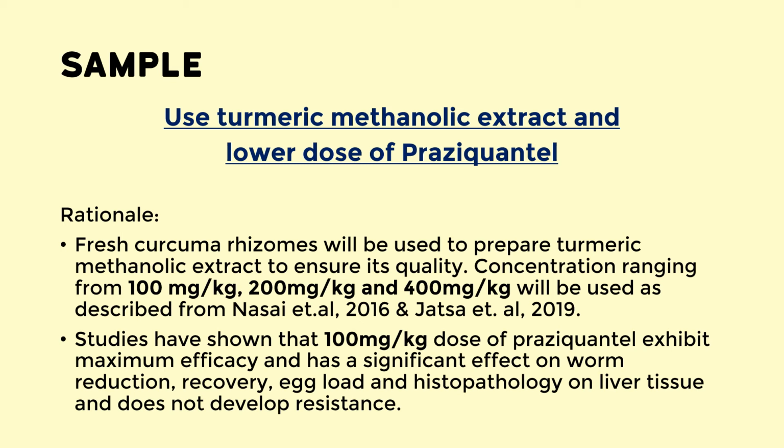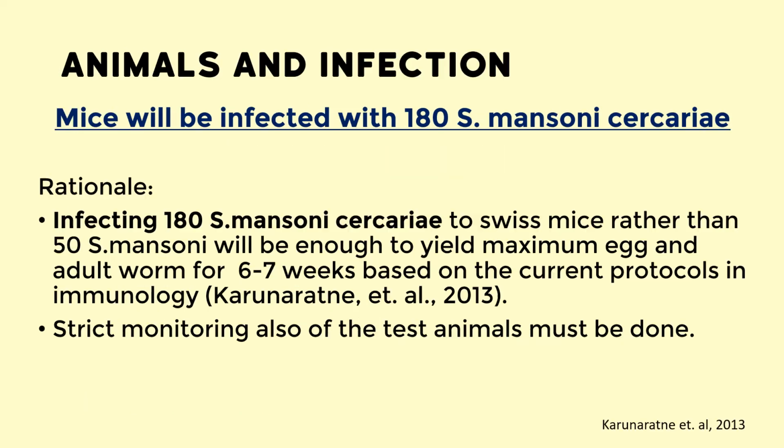Concentrations of 100 mg per kilogram, 200 mg per kilogram, and 400 mg per kilogram will be used as described by Nasa et al. and Jatsa et al. Also, to lower the dose of praziquantel, since studies have shown that a 100 mg per kilogram dose of praziquantel exhibits maximum efficacy and has a significant effect on worm reduction, recovery, egg load, and histopathology in liver tissue and does not develop resistance.